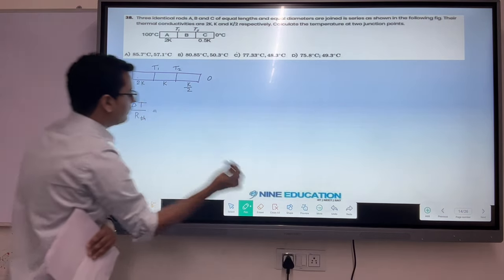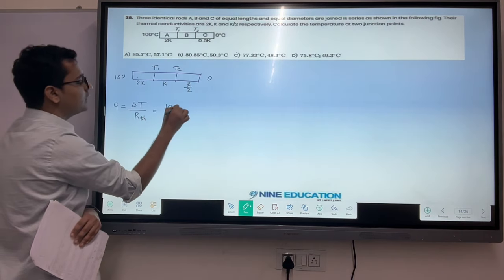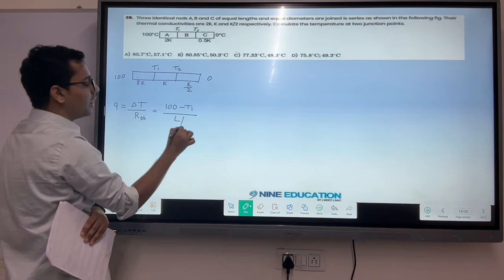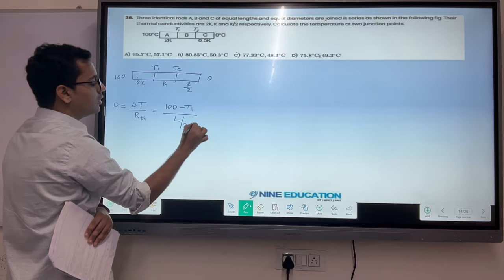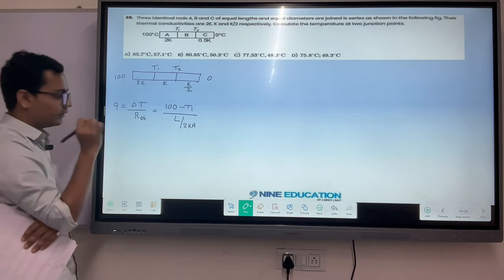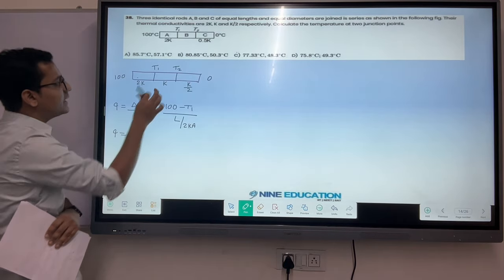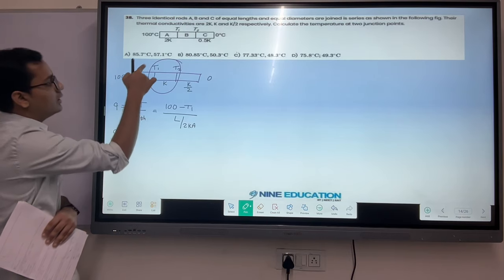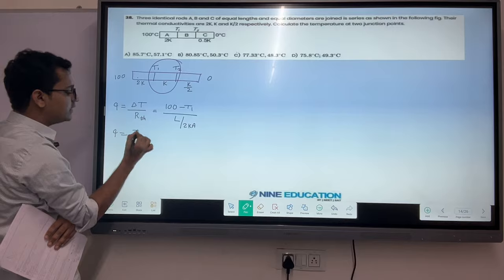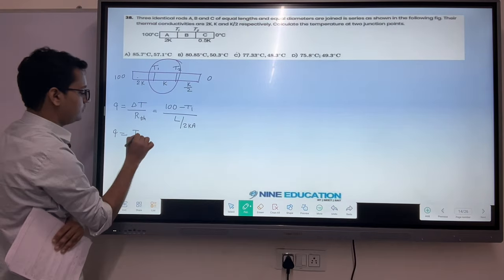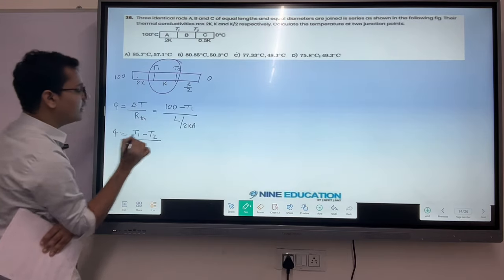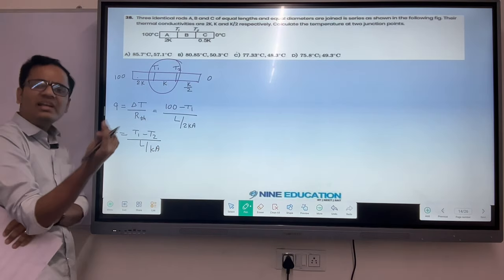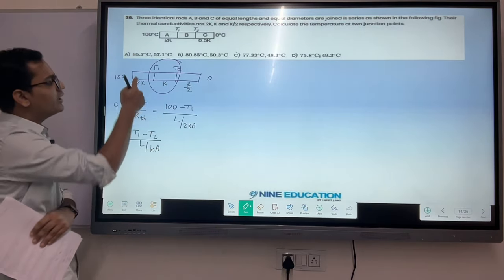Okay. For the first rod, what is the temperature change? 100 minus T1. What is the thermal resistance over there? L divided by 2Ka. Clear? What about the second one? For the second one, again same thing. T1 minus T2, that is the change in temperature, divided by thermal resistance, L divided by Ka. Okay, length is same, area is same, only difference is this K.